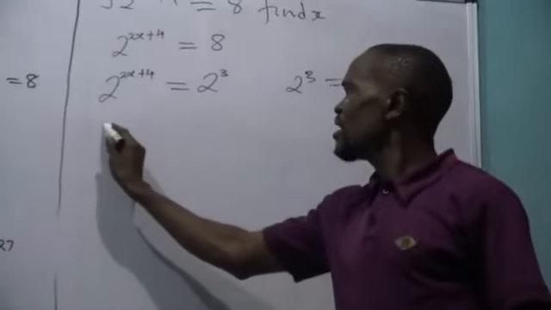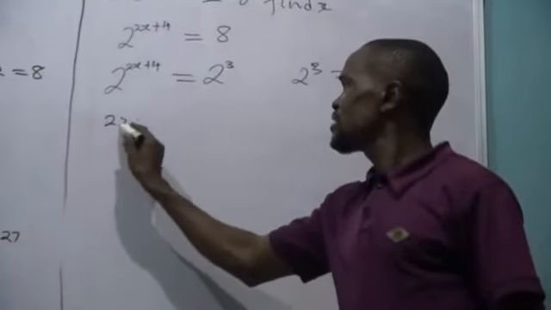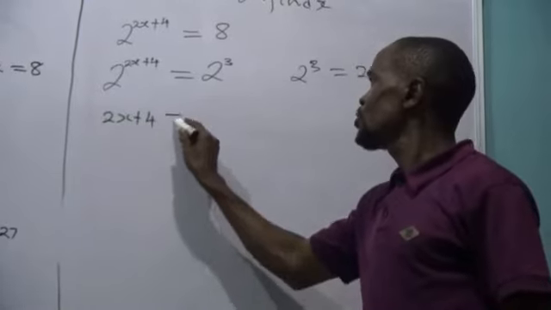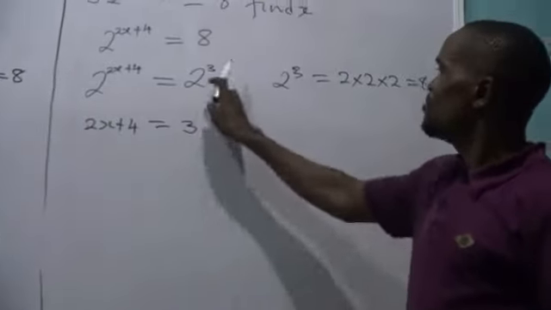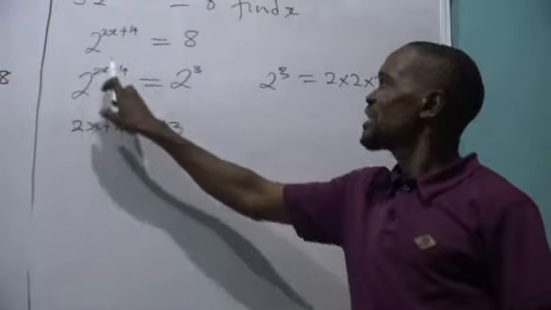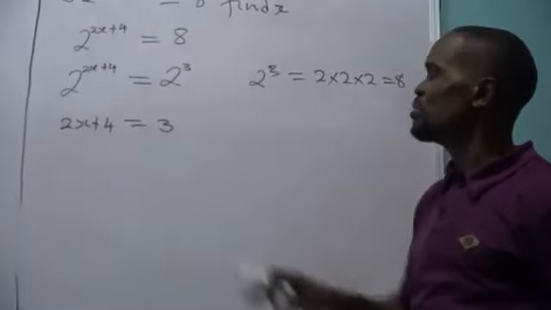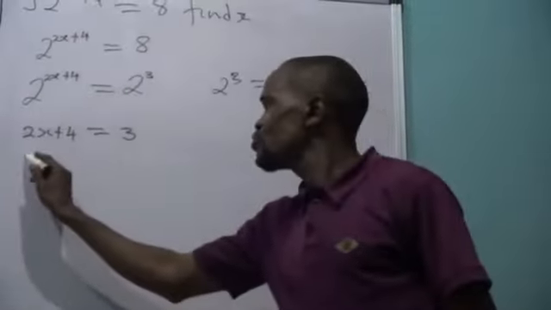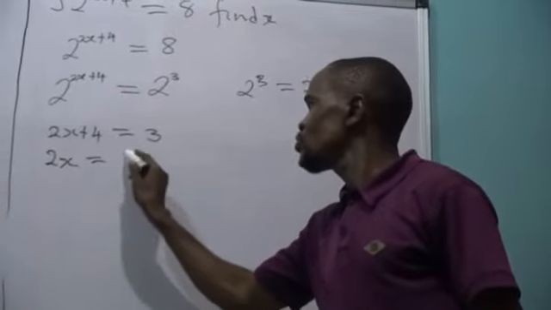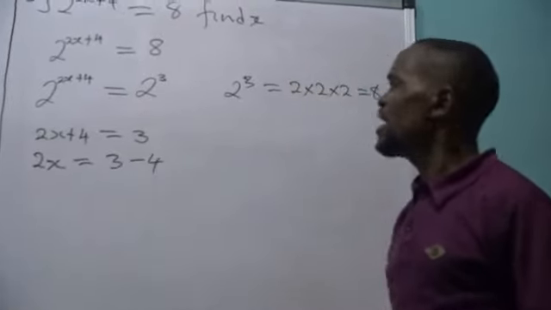And by so doing, I will have 2x plus 4 is equal to 3. I have made this have the same base. Automatically, the whole power here is equal to the power here. I will now have 2x is equal to 3 minus 4. How did I get minus 4?